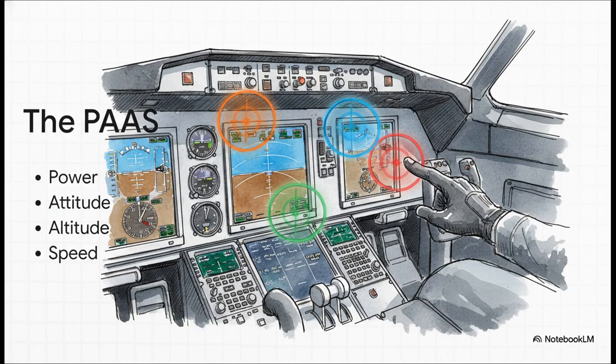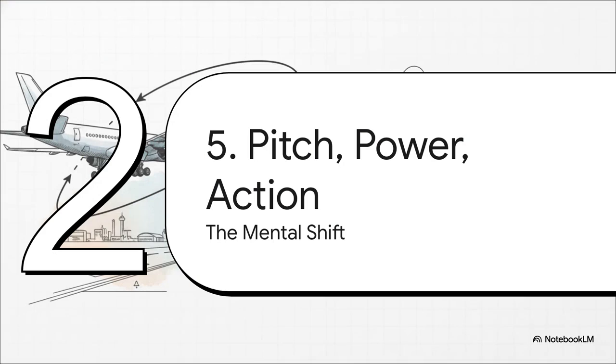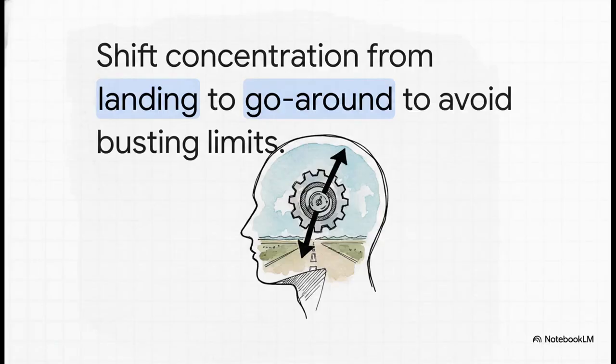Now for the pilot monitoring, the guidelines give us an awesome instrument scan sequence. Here is your next trick to remember it effortlessly: the PAAS scan. Power, attitude, altitude, speed. If you are the PM in the right seat of that Q400, you have to run that PAAS scan relentlessly to keep the flying pilot honest and the plane perfectly within its limits. Next up, Section 5, pitch, power, and action. That mental shift. This is all about what happens in your head.